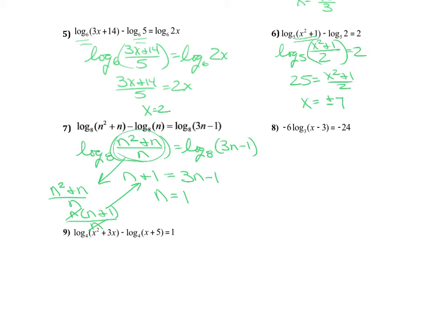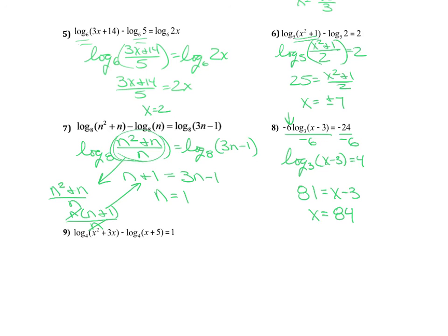Problem 8, what we need to do is get rid of that negative 6 first by dividing both sides of the equation by negative 6. And then we convert it from logarithmic form to exponential form. 3 to the 4th is 81. And our answer is x is 84.